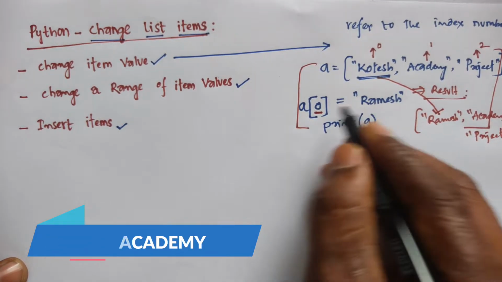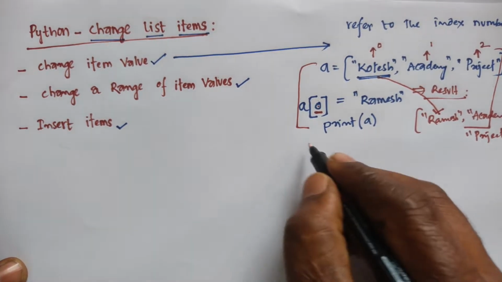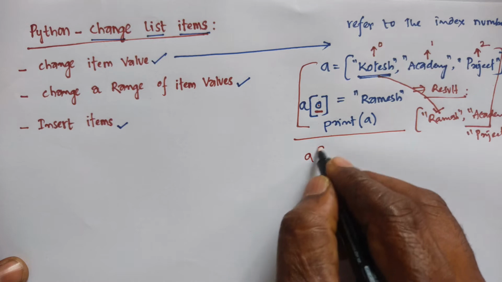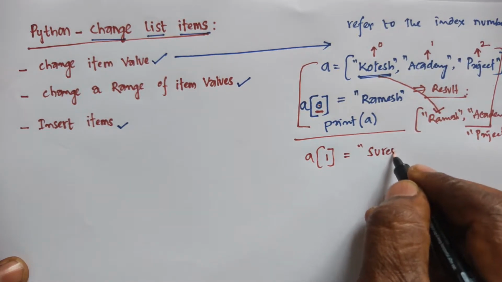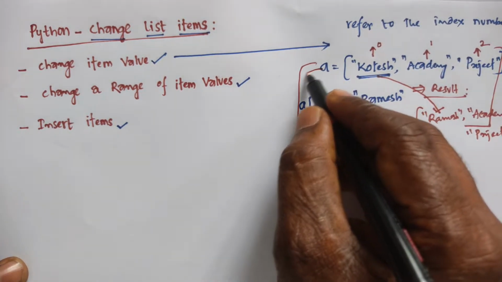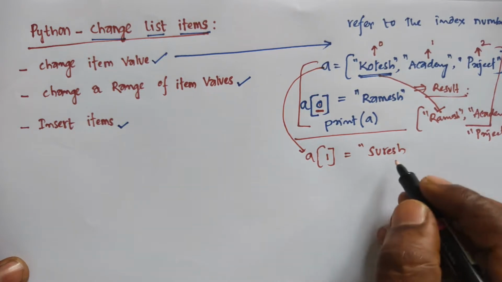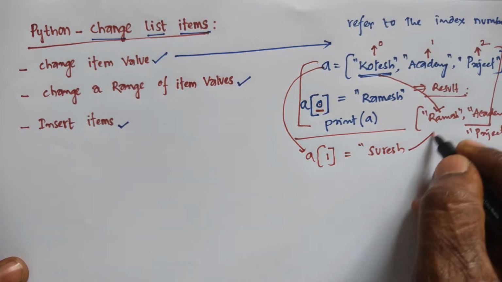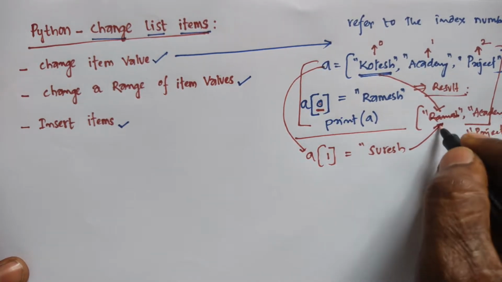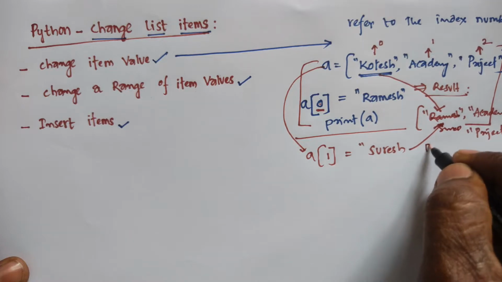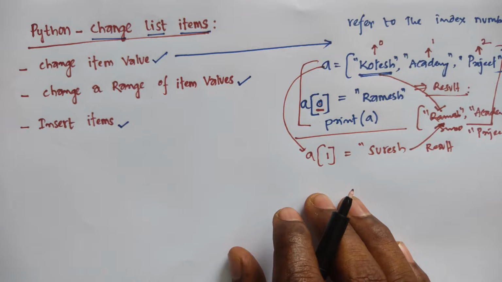For example, if you want Ramesh stored in A of 1, you can do that as well. And one more example: A of 1 is equal to Suresh, for variable A. Like that you can take. The value at this position can be represented as Suresh here. This is the result for the second example. Okay, that is change item value.